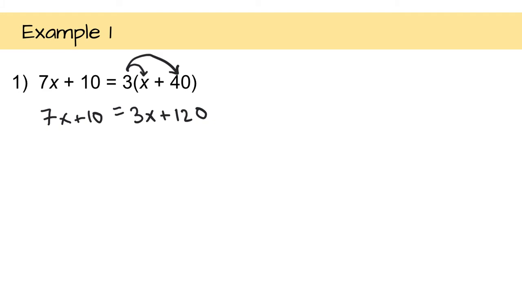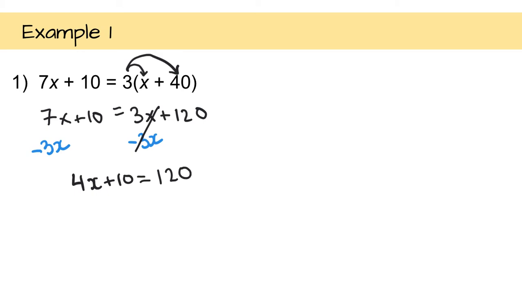So before we kind of made zeros so that we could move things around. So we would make this a 0 by subtracting 3x, and what we do to one side we do to the other. Okay, and so that would leave us with 7 minus 3 is 4x plus 10 is equal to, and we had 3 minus 3, so that makes 0, 120.